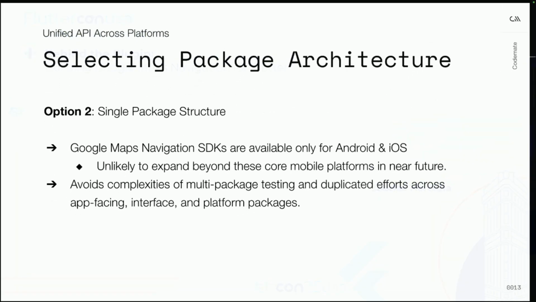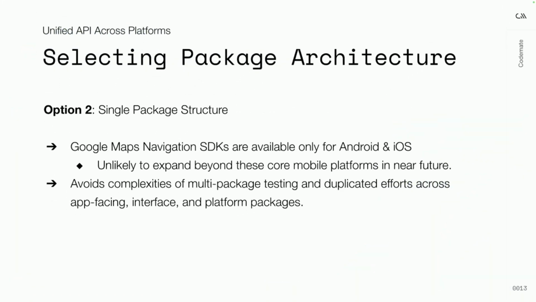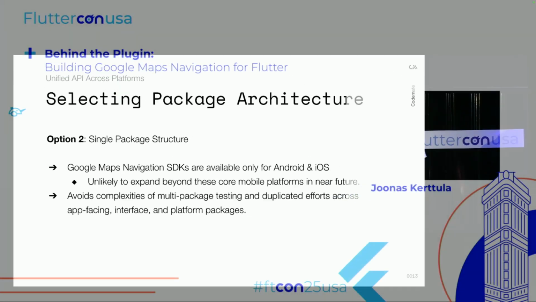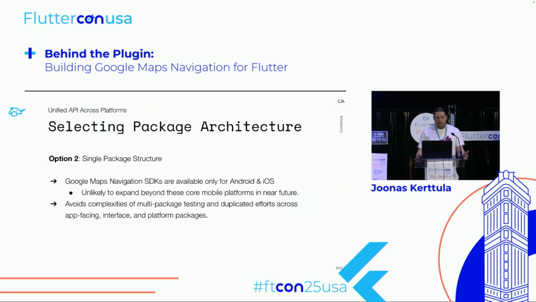Option 2 is a single package structure. Because Google Maps Navigation SDKs are available only for Android and iOS, it's a mobility SDK, and there aren't a lot of mobile platforms. The focus for us was that there won't be new core platforms in the near future. So selecting this single package structure helped us avoid complexity, multi-package testing, and duplicated effort across the app-facing interface and platform packages.